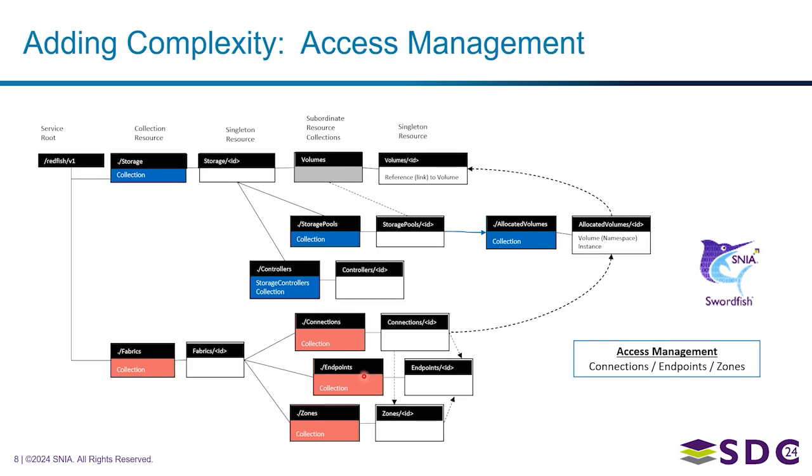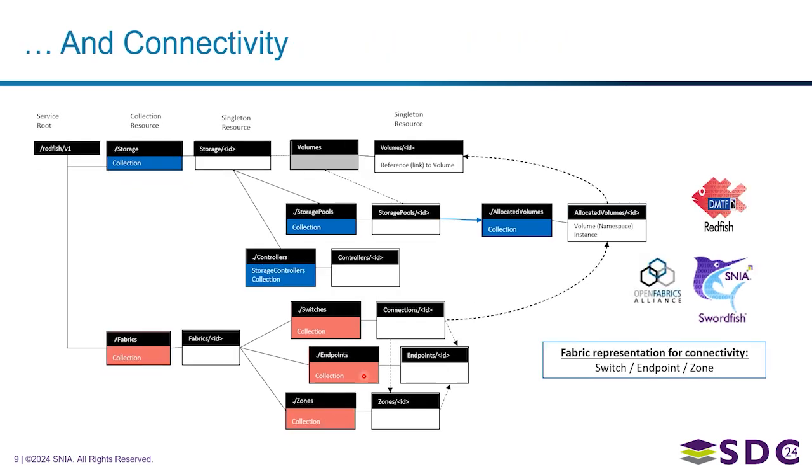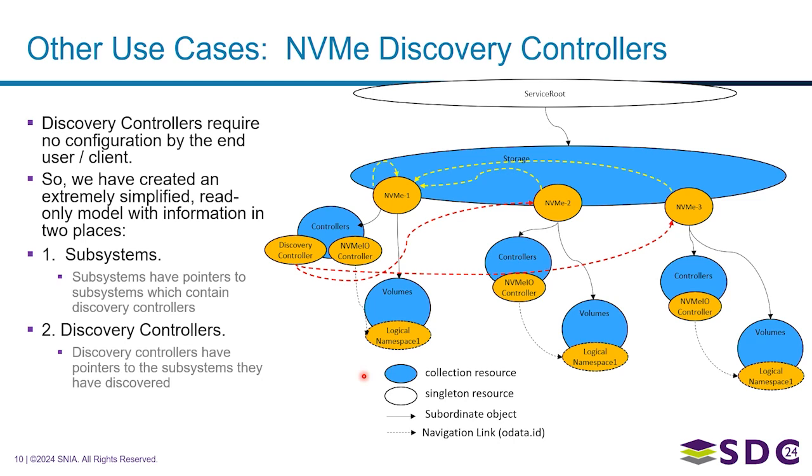Access management uses connections, endpoints, and zones. Connectivity uses switches, endpoints, and zones, all under the fabric model. For other use cases, we go back and we've added NVMe-specific properties into those controllers, into the storage controller model. And all the documentation for this is on the SNIA site. And the schemas are on the Redfish site. So you can, again, see that tight partnership.